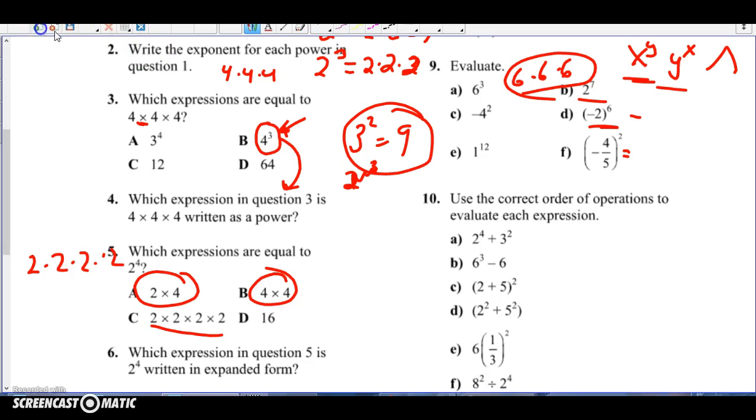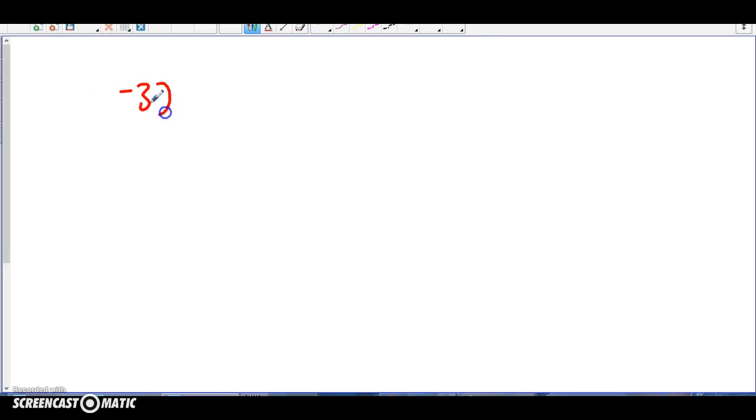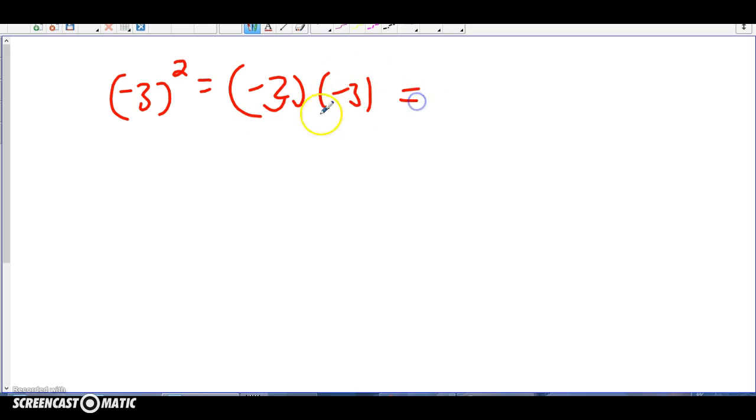And I'll just change this for a second. If I had -3 in a bracket to the power of 2, or squared, what that is saying is, tell me what negative 3 times negative 3 is. So what gets important here is the sign, okay? So negative 3 squared is negative 3 times negative 3, which is 3 times 3 is 9, and then a negative times a negative is a positive, right?